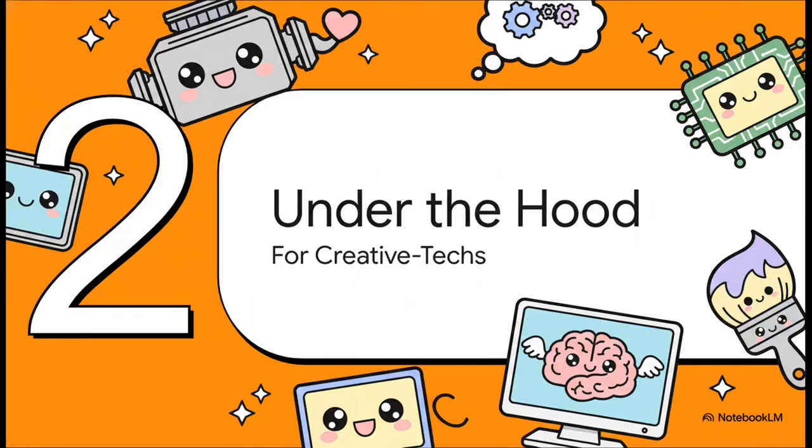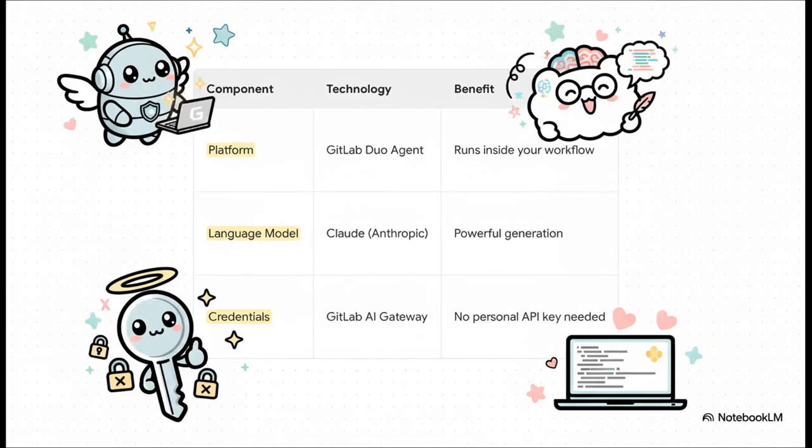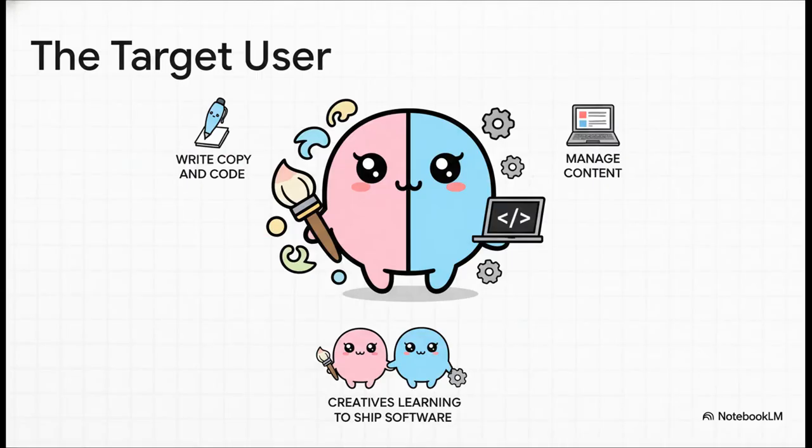Okay, let's pop the hood for a second and see what kind of technology makes all this possible and also who it's really designed for. The tech stack is lean but really powerful. It runs on the GitLab Duo Agent Platform, and that's what lets it live right inside your workflow. The brain is Anthropic's Claude model, which is known for being great at both creative writing and code. And here's a huge benefit for users. It uses GitLab's AI Gateway for credentials, which means you don't have to go get and manage your own personal API key.